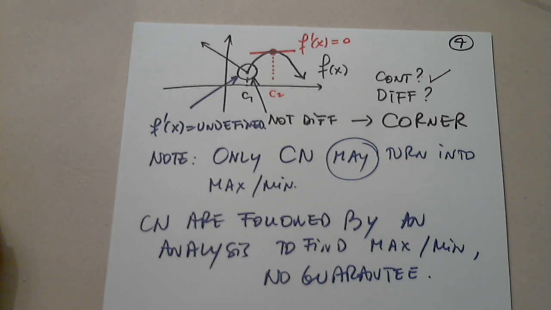Do we have an idea now about these critical numbers? Do we feel a little bit better about critical numbers?